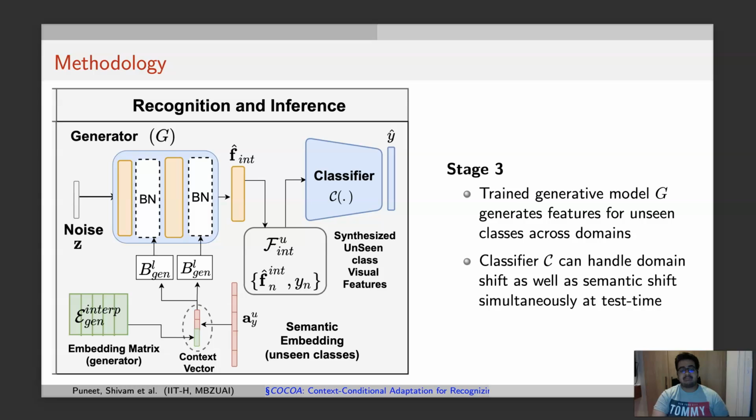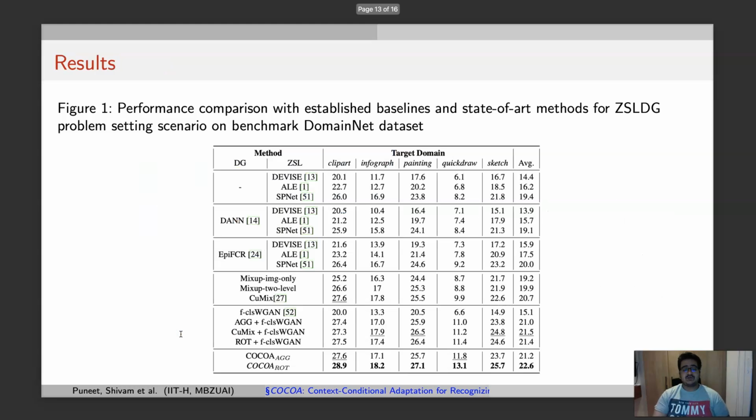We show the performance of our model for ZSL-DG task on DomainNet dataset. We clearly observe that our model outperforms both generative and non-generative baselines as well as previous state-of-the-art methods for the task of zero-shot domain generalization.